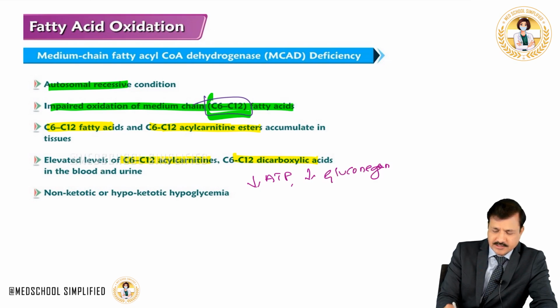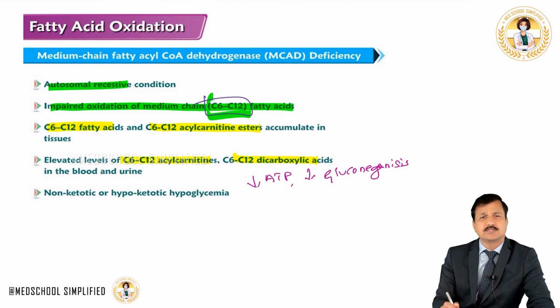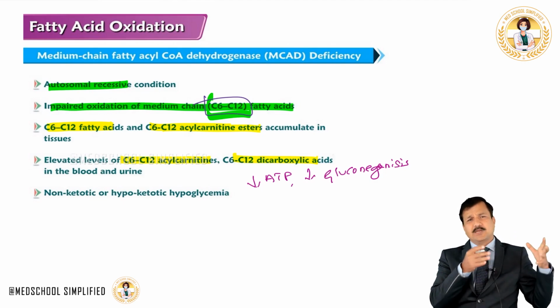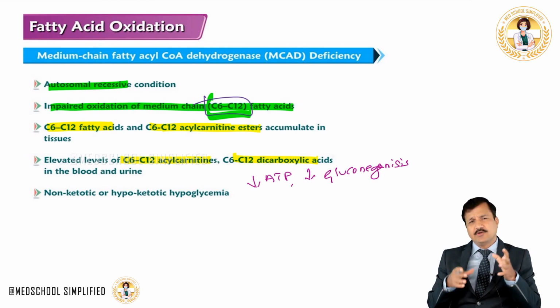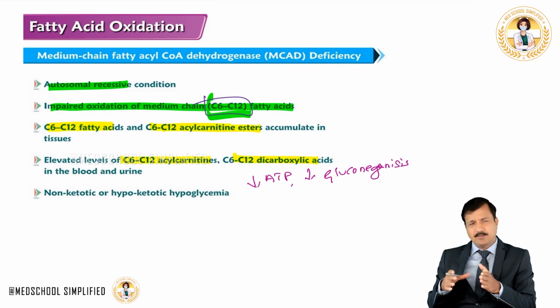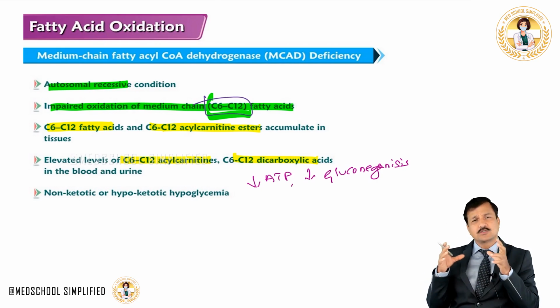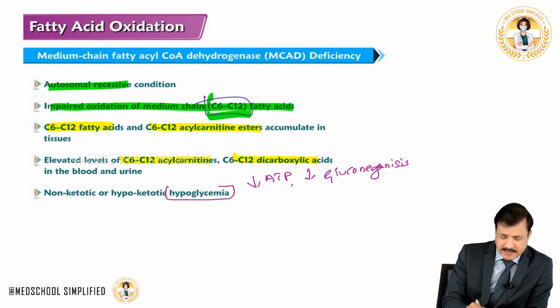Gluconeogenesis is the one that will support blood glucose level under fasting conditions. Because of the lack of ATP, and beta oxidation has to support gluconeogenesis, that's the thing here. So when beta oxidation is defective, gluconeogenesis goes down, ATP level decreases, glucose synthesis decreases, which means the patient will go into hypoglycemia.